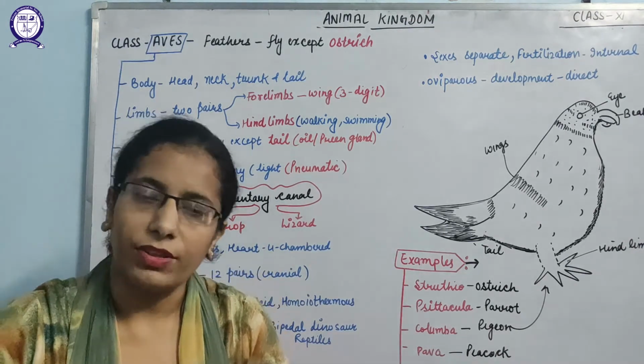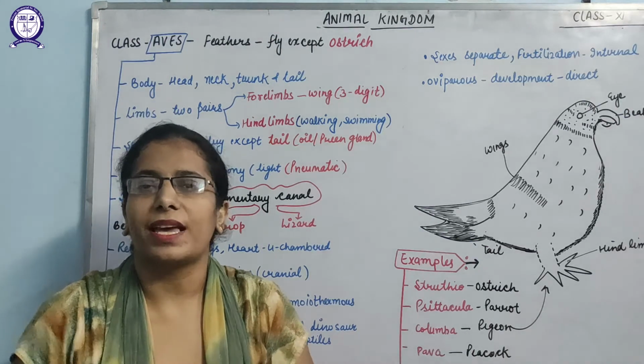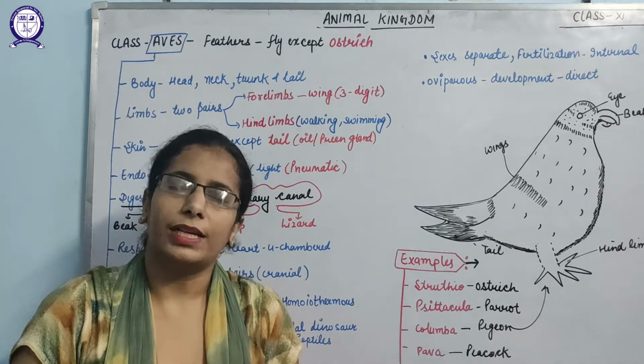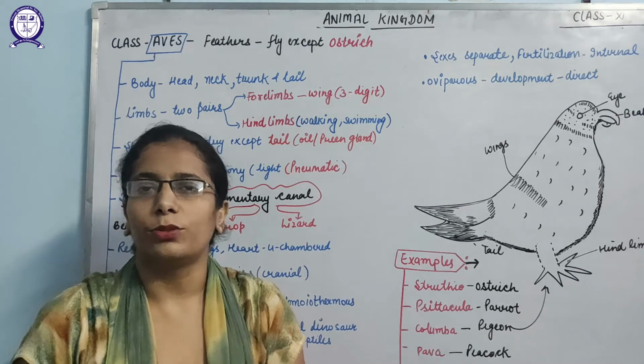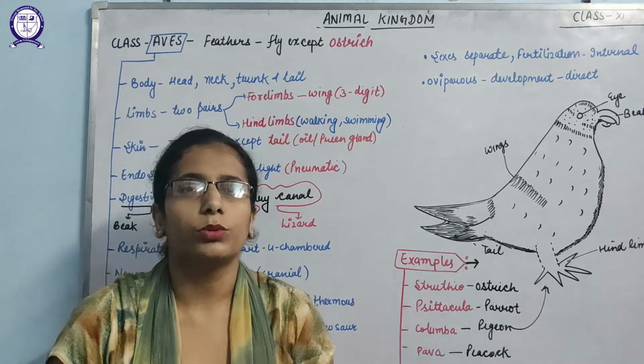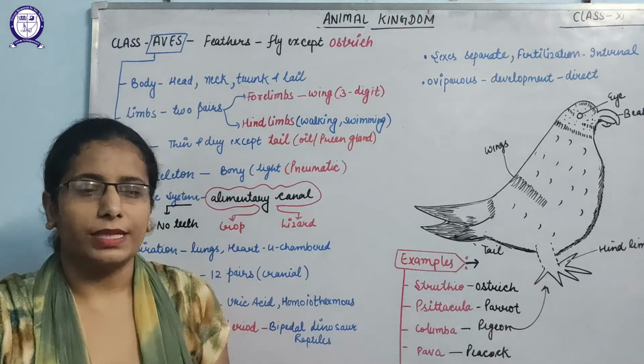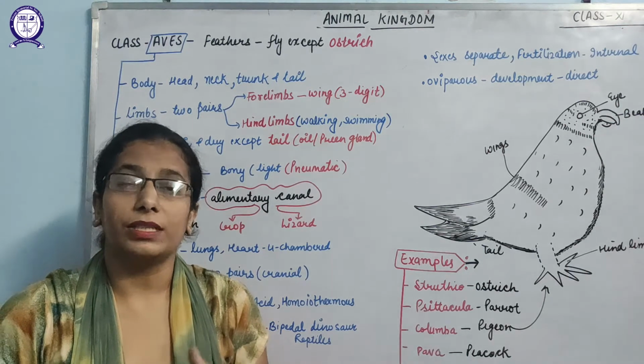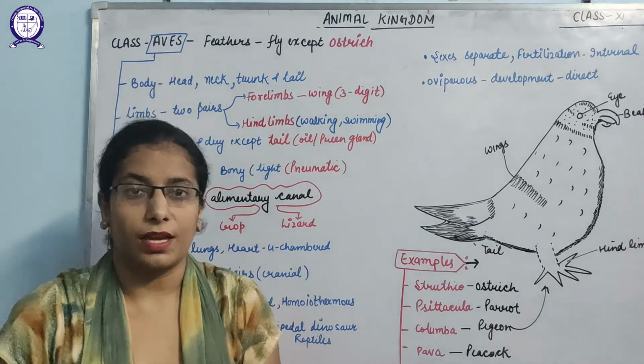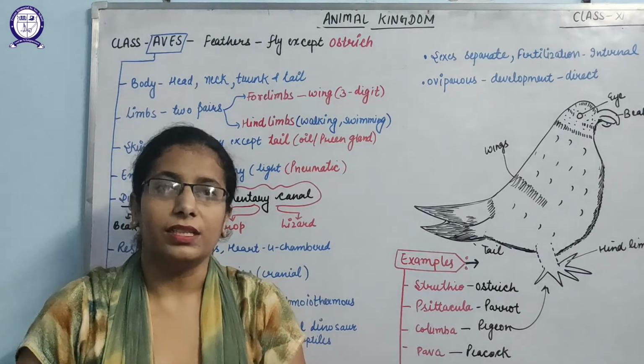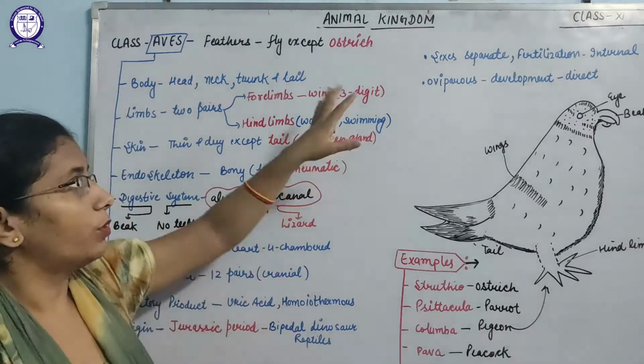Yes, these have feathers, but they are smaller in size as compared to their body weight. So that is why, due to their high body weight and the small size of feathers, they are unable to fly. Ostrich is the bird that gives the largest size egg also. That is the largest single celled egg, and that is given by the ostrich only.